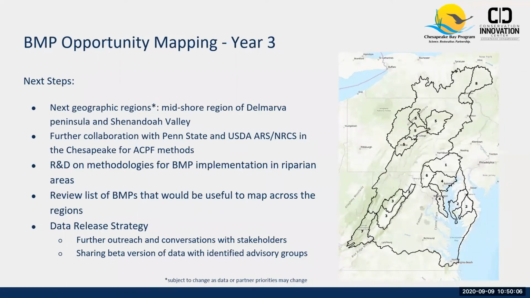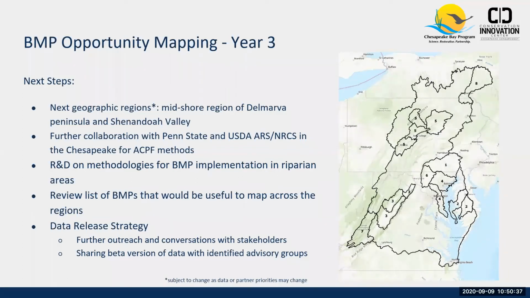So over the next year, we plan to move beyond the lower Susquehanna towards the midshore region of the Delmarva Peninsula, and also the Shenandoah Valley, marked as numbers 2 and 3 on the map on the right. We are continuing collaboration with Penn State and USDA, ARS, and NRCS staff into the ACPF methods.